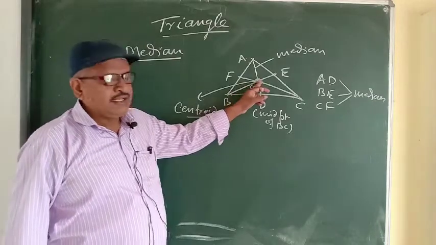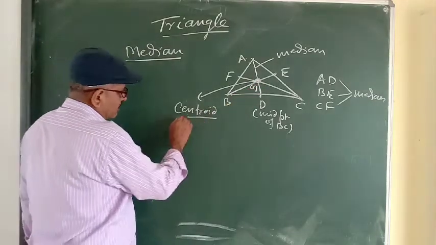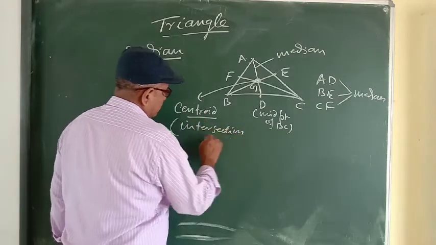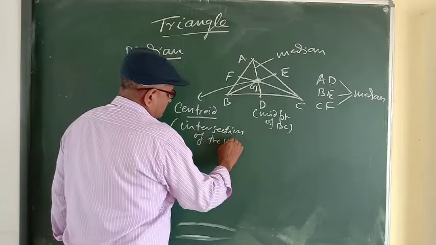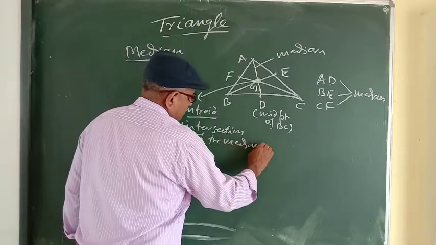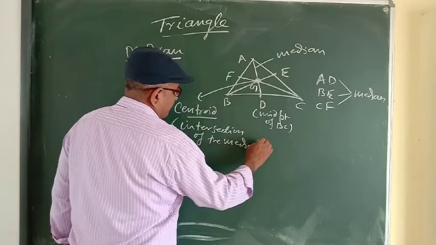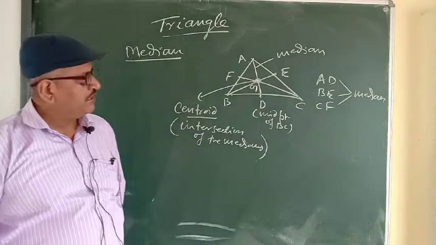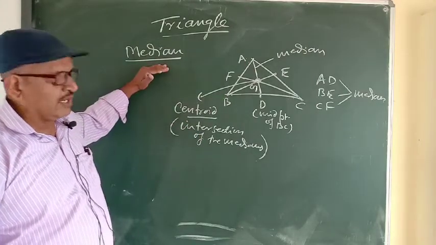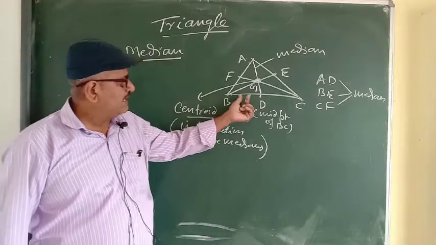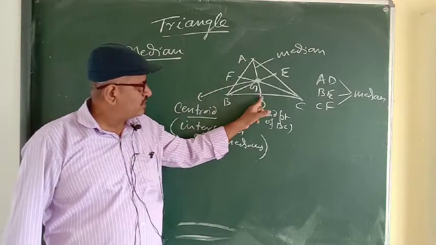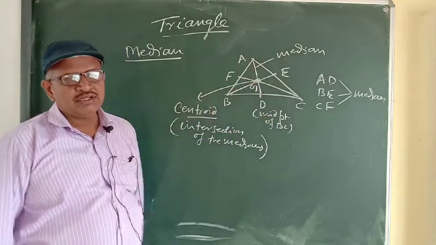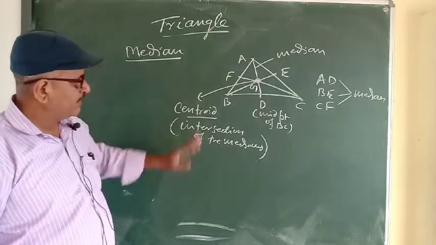So what is centroid? Centroid is the intersection of the medians. Centroid is the intersection of all the three medians of a triangle. So I think it is clear what is median. Line segment joining the midpoint of any one side of a triangle to its opposite vertex. That is called median. I am not writing the definition here.